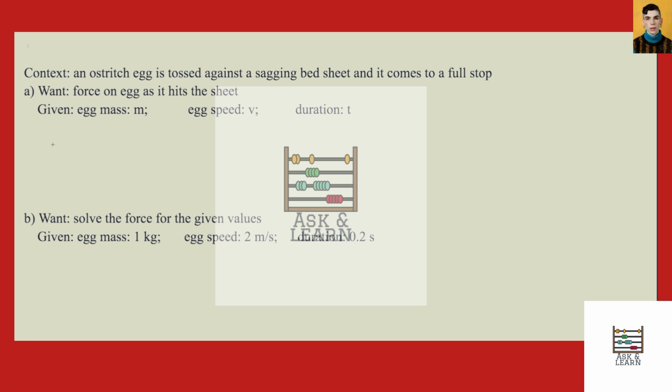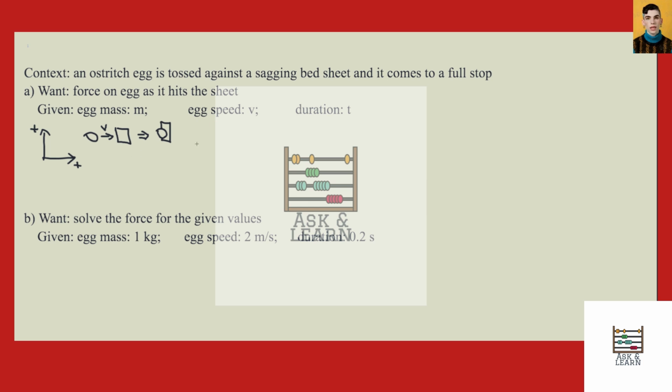So let's just set up our x and y axis. And we're going to say that y is positive in the upward direction and x is positive to the right. So the egg is going towards the bed sheet in the positive direction with a velocity v. So what we have to do is figure out the momentums prior to the egg hitting the sheet and as the egg hits the sheet.